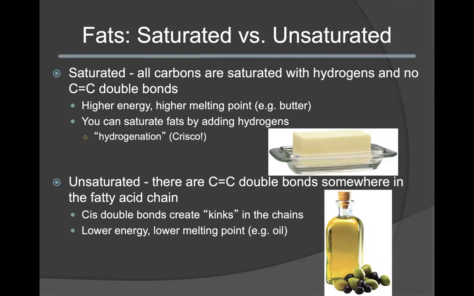At room temperature, when you have a kink in the tail, that means that these fatty acids are not going to be able to stack up nicely with each other. There's going to be room for movement. As a result, these types of fatty acids are going to be liquid at room temperature. They have lower energy, and they also have a much lower melting point. Good examples of these types of oils are your olive oil, vegetable oil, etc.